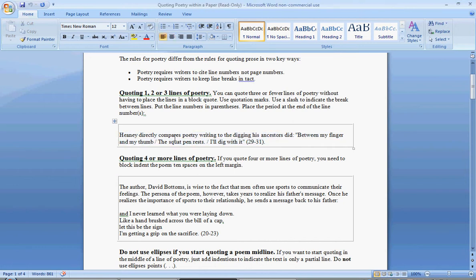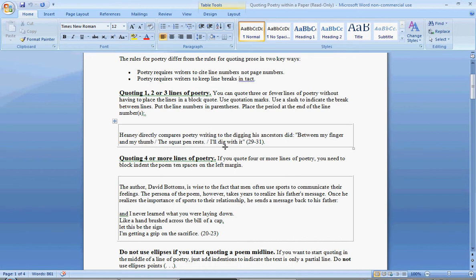He directly compares poetry with writing and digging as his ancestors did. And here they use a colon, that's fine. Sometimes you can use a comma or a colon right before you start the quote. Either is fine. But notice when you're giving a quote here, notice these little hash marks that they're giving right here. So between my finger and my thumb, hash mark, the squat pen rest, hash mark, I'll dig with it.